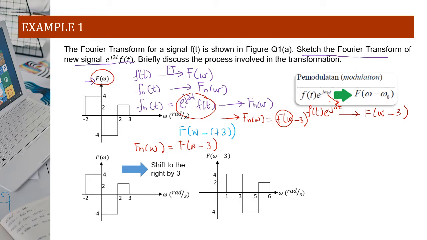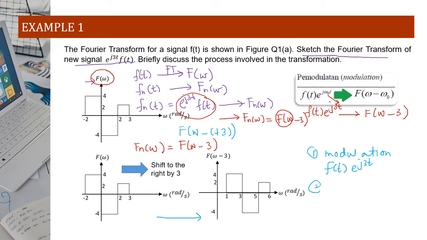The question asks you to sketch the Fourier transform of the signal, so you don't even need to get how the signal looks in the time domain. You just need to sketch the new signal in the frequency domain: the original signal shifted to the right by 3. Don't forget to answer the second part of the question, discuss the process involved. First, that's a modulation process, when the f(t) function is multiplied with the exponential function e^(j3t).